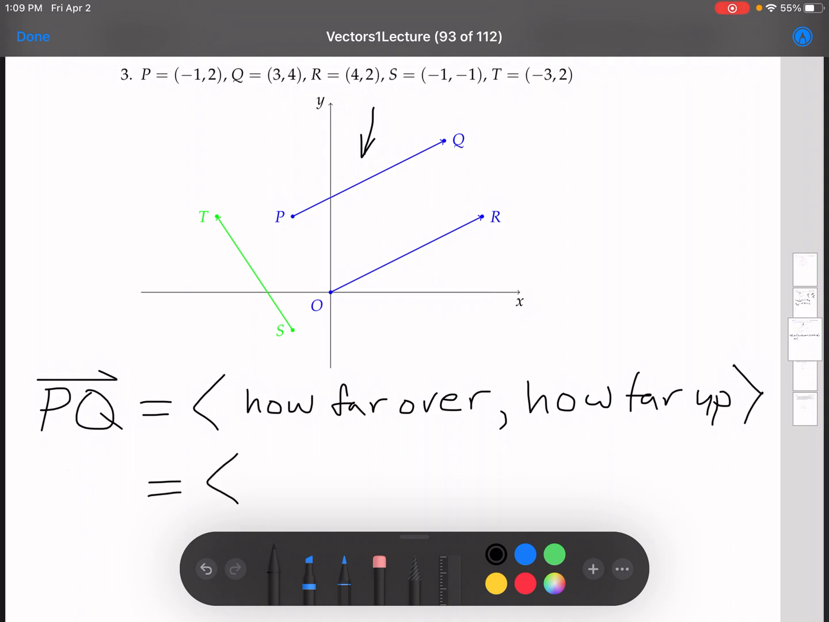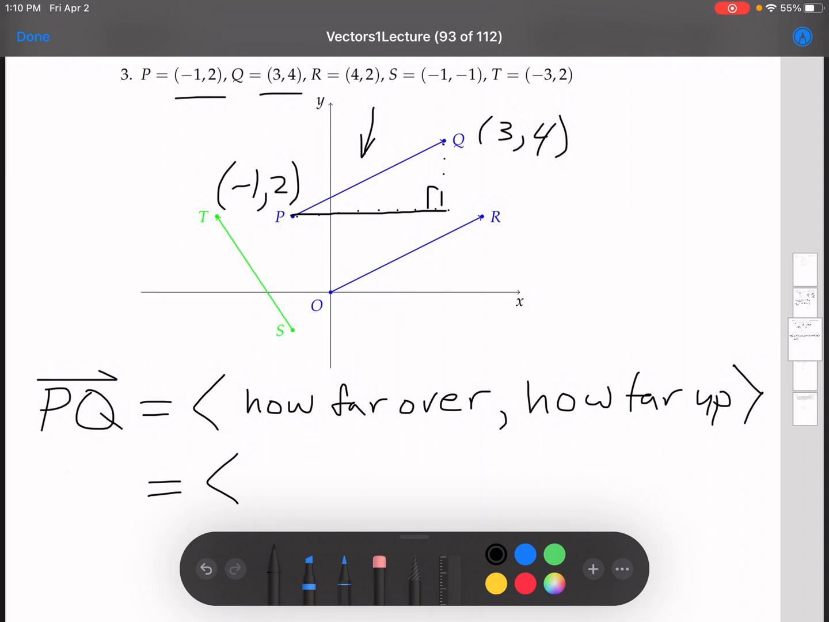So now let's start with how far over in the x direction. So P is the point -1, 2, and Q is the point 3, 4. Drawing a right triangle, we can see that getting from x equals -1 to x equals 3 is represented by this distance here. And you're probably saying, okay, well that's 4, and you're absolutely right.